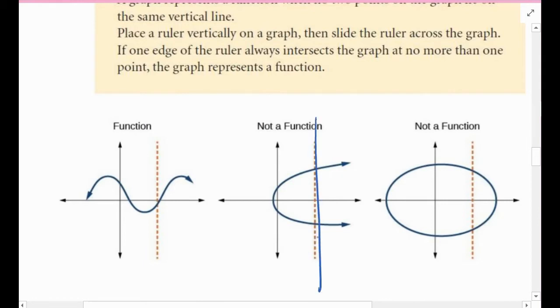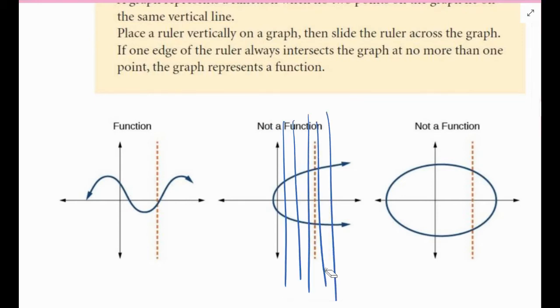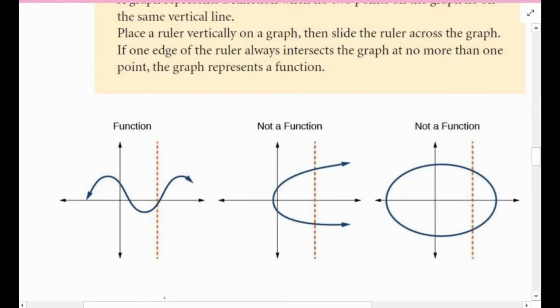If you draw a random line here, it goes through only once here, but everywhere else, it passes through 2 points, 2 intersections. Therefore, it's not a function.